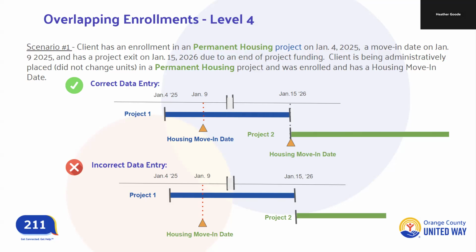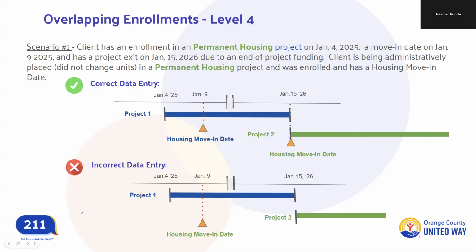So this top portion is correct data entry, where you've got the project one that has the January 4th, 2025 enrollment, the original housing move-in, and then this space of a year showing the January 15th project exit. And then for this second PH project, it shows the project start and the housing move-in date on the same day. Because if you remember, the housing move-in date can be on or after the project start. And then the client continues on in that project.